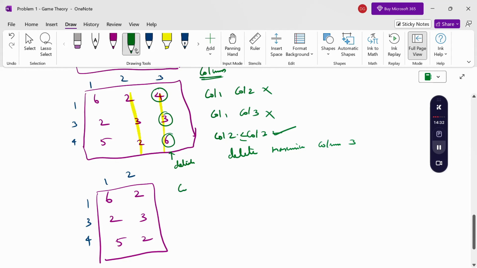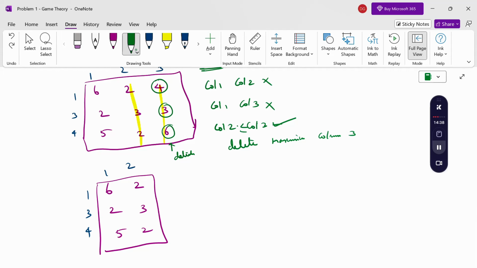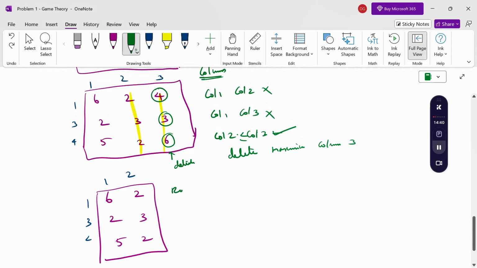Now compare with the column, sorry, row wise. Row wise comparison means first row and second row. So compare row 1 and row 2. Here 2 is minimum, but 3 is not a minimum. Row 1, row 2 is not possible for the comparison.